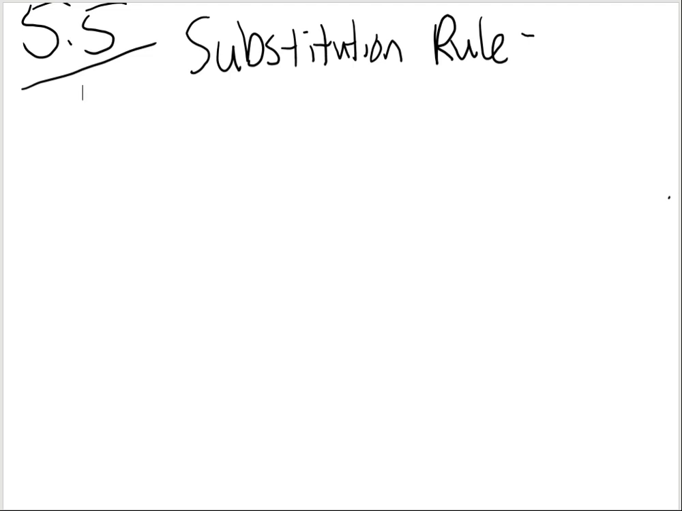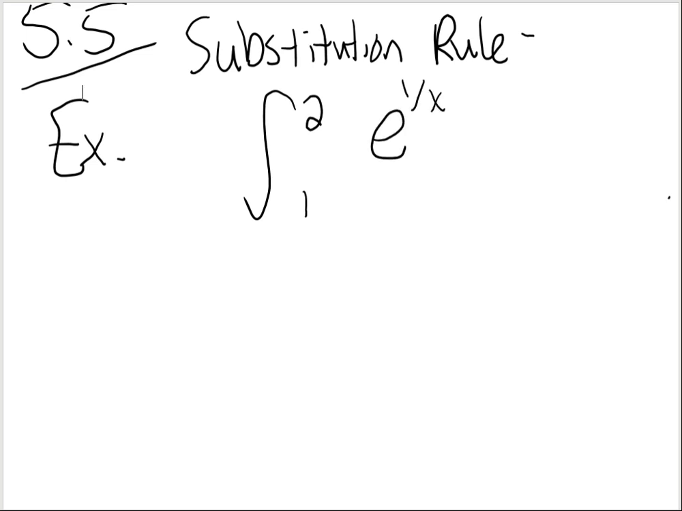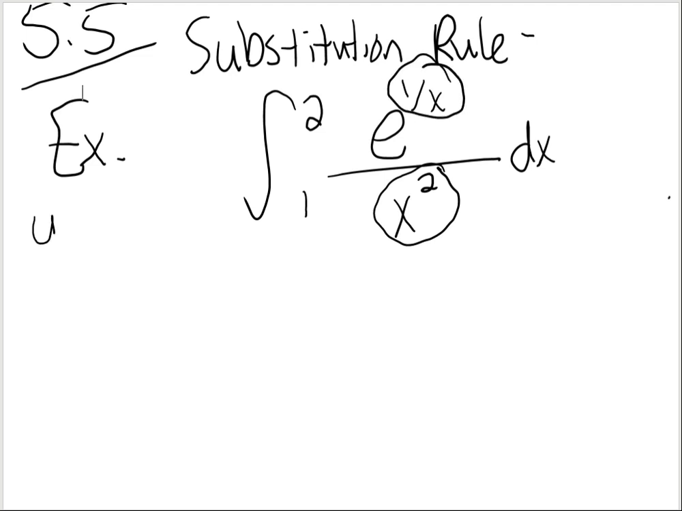Okay, so let's look at one more example. The integral from 1 to 2 of e to the 1 over x divided by x squared dx. Now this one's a little tricky because you have something in the denominator, so that makes you want to choose that to be your substitution, but you also have an exponent. So you could try one. I'm going to try the exponent.